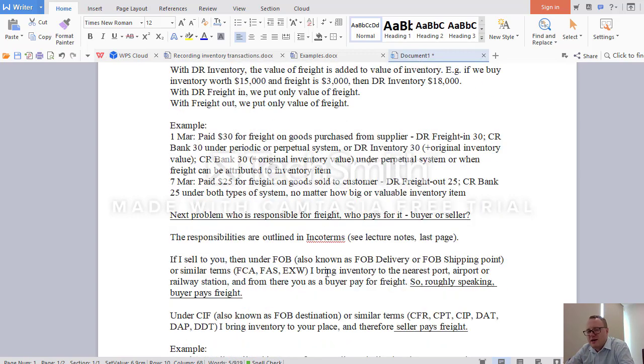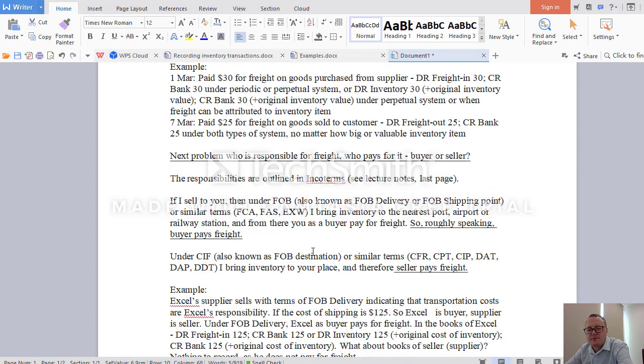Okay, the more important point, actually the first point you need to think about, is who pays for the freight and for transportation, buyer or seller. So let's look only at CIF and FOB, because other terms like FCA, FAS, and EXWorks are similar to FOB. And these terms CFR, CPT, CIF, DAT, DDP, DAP are similar to CIF. So basically you have FOB and CIF.